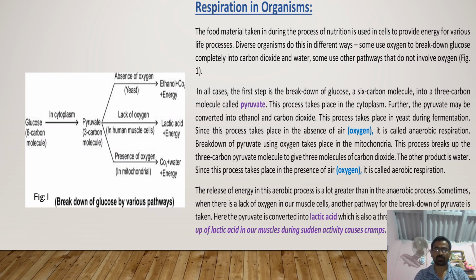Whereas in the case of the muscles, particularly during heavy exercise, we often find cramps in our muscles. It happens because these pyruvic acids are not getting a sufficient amount of oxygen. Therefore, in order to meet the requirement of oxygen and energy, they are just converted into lactic acid.